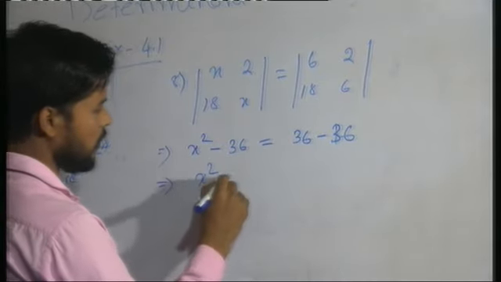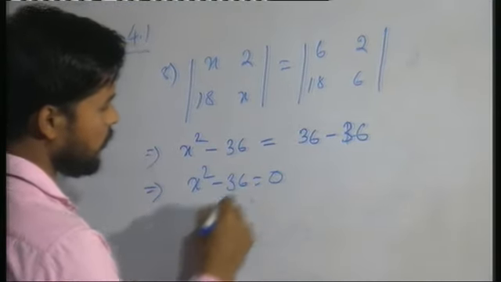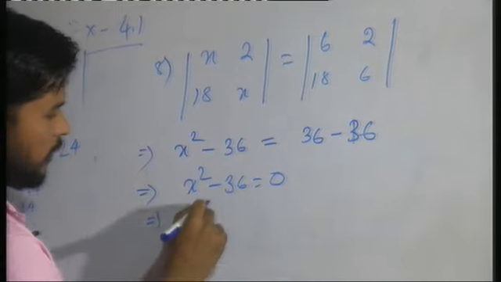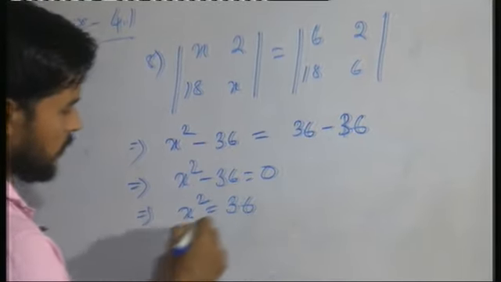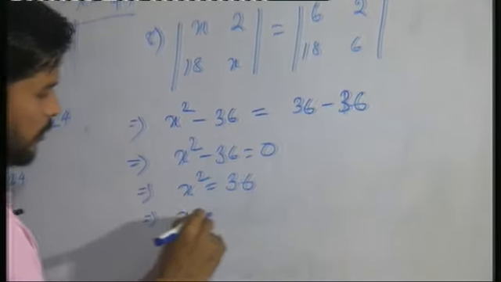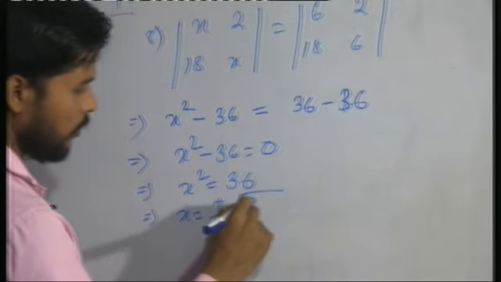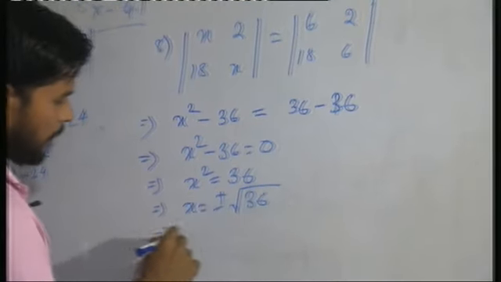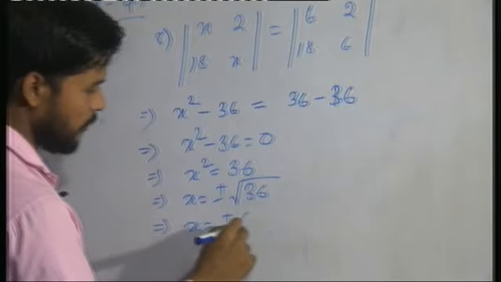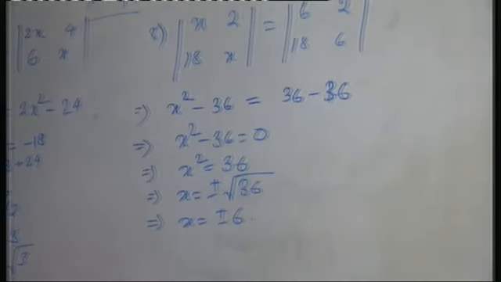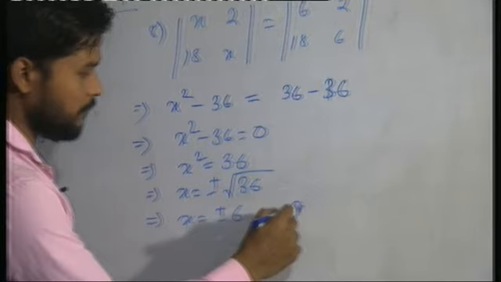So x square minus 36 is equal to 0. That means x square is equal to 36, so x is equal to plus minus root of 36. That means x equals plus minus 6. So the value of x is plus minus 6. That is your option B.